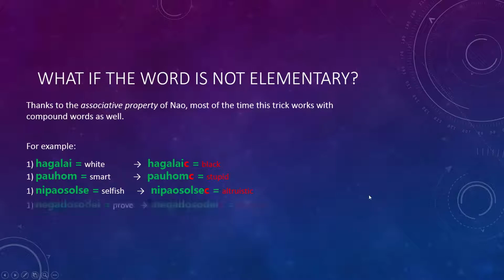And finally, the opposite of nega dosode, which means prove, is disprove. So it's pretty straightforward. You just don't need to worry about nega dosode looking like a long, complicated word. Well, you don't really need to care about what it's made of. If you know for sure that the opposite of prove is disprove, just put a sh at the end and don't worry. So yeah, that's pretty much it.